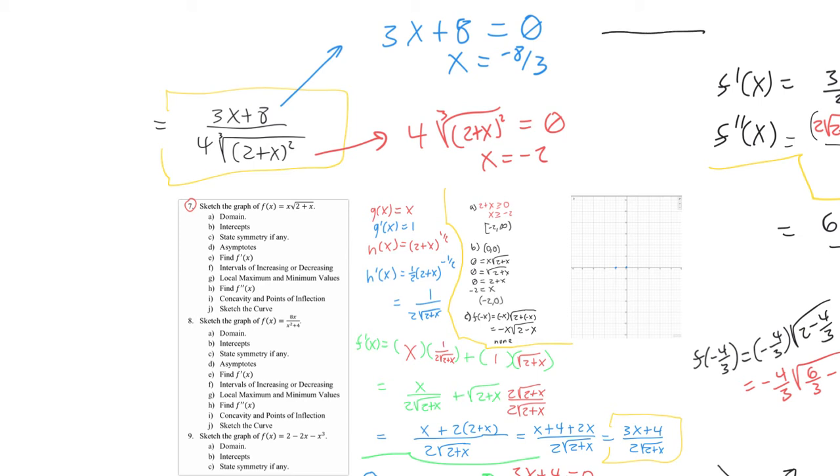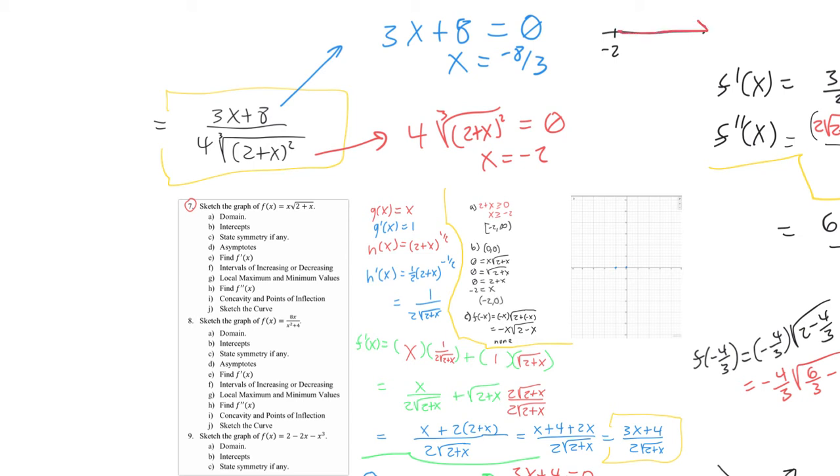Setting up a sign chart now, we would have -2 and -8/3. -8/3 is actually to the left of -2, and we also know that the domain of this is from -2 all the way to infinity. So it doesn't make sense for us to take into account any x values of -8/3. So we could disregard that and focus only on this partition here.